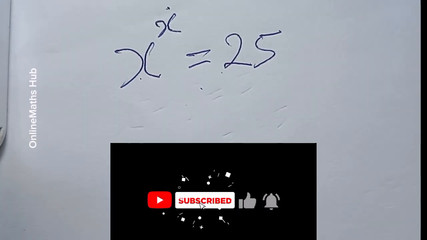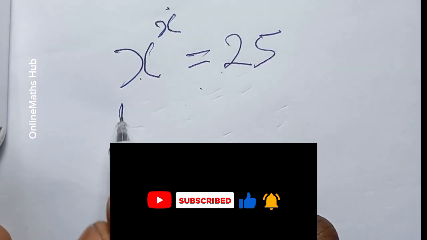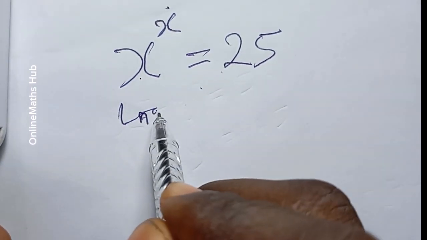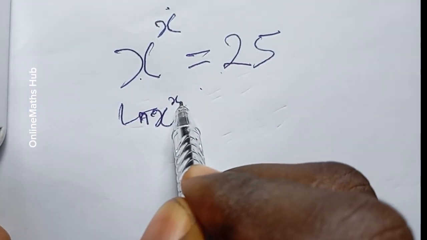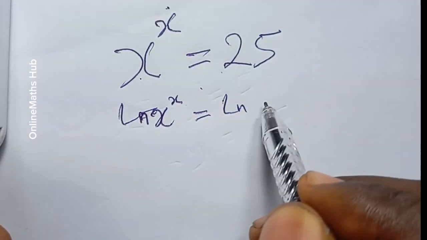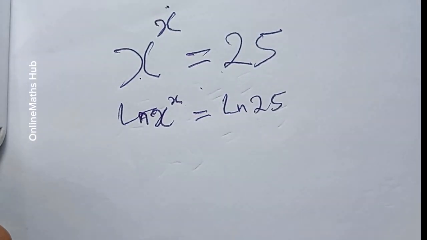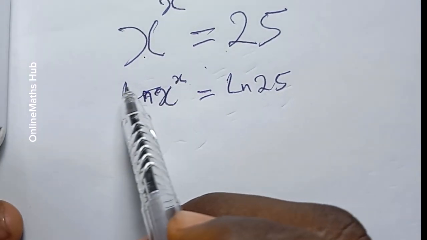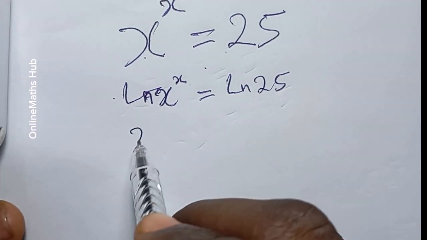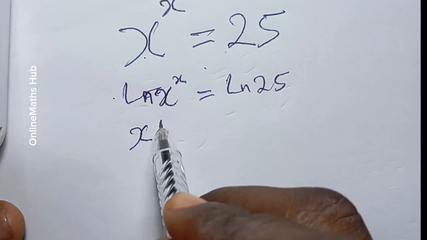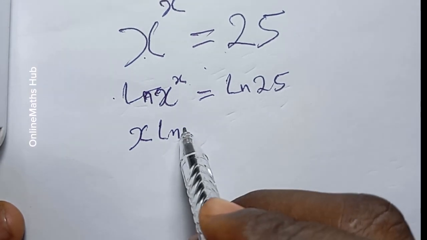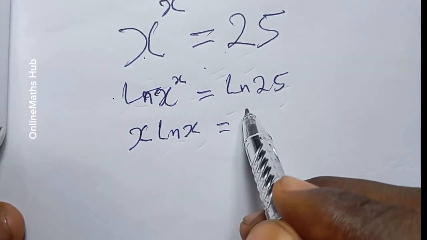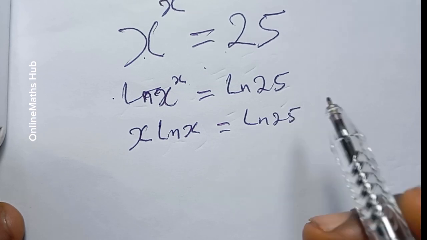What I'm going to do is go ahead and take the natural log of both sides. If I do that, I'm going to have natural log of x power x is equal to the natural log of 25. And then using the property of logarithm, I'm going to bring this power down from the exponent. So I have x multiplied by natural log of x is equal to the natural log of 25.